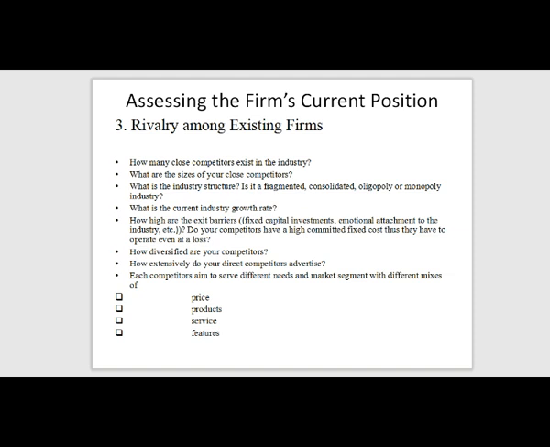The third force is rivalry among existing firms. In most industries, corporations are mutually dependent. A competitive move by one firm can be expected to have a noticeable effect on its competitors and thus may cause retaliation. How many close competitors exist in the industry? What are the size of your close competitors? What is the industry structure? Is it fragmented, consolidated, oligarchy, or a monopoly industry?